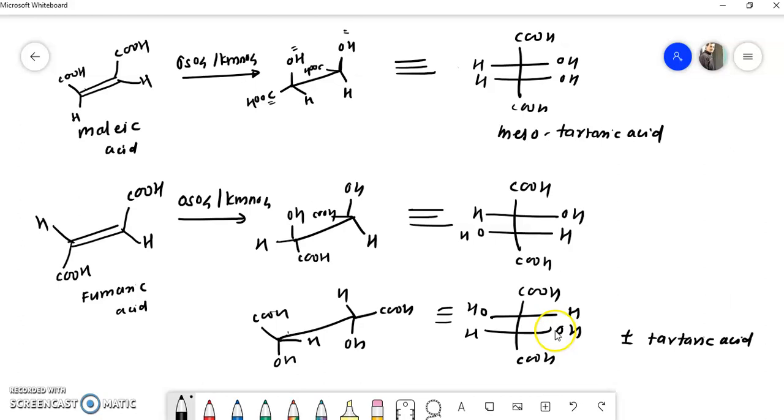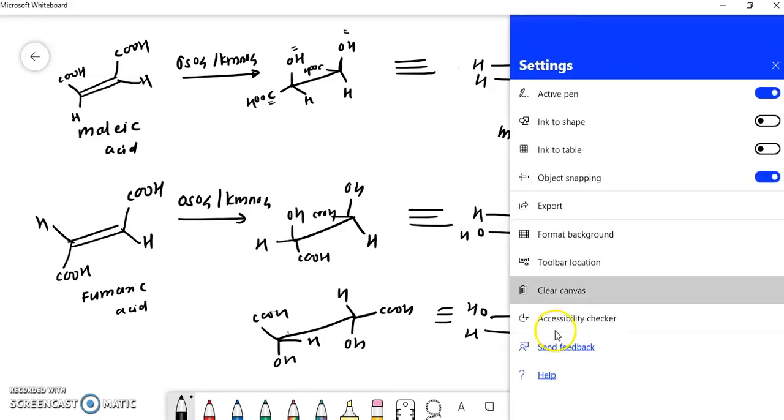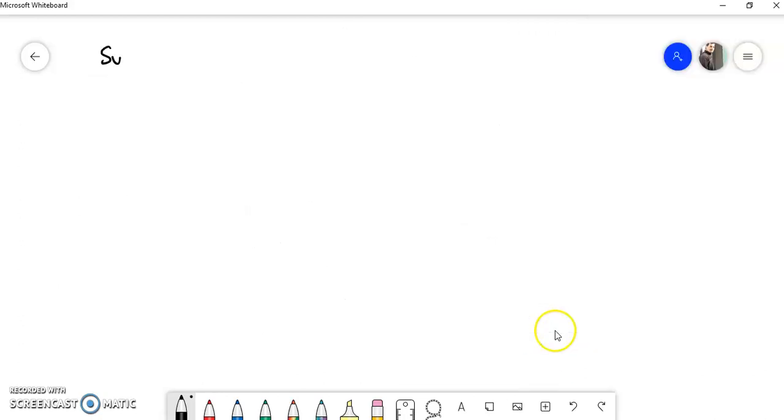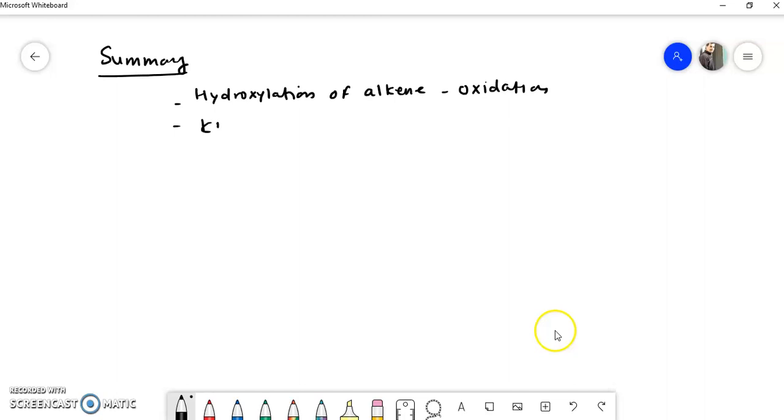So these are the two examples by which we can explain the hydroxylation reaction of alkenes. In summary, what we have seen today is the hydroxylation of alkenes, which we also call an oxidation reaction. This hydroxylation of alkene is carried out using two reagents known as KMnO4 and osmium tetroxide. KMnO4 is very strong, osmium tetroxide is mild, therefore generally osmium tetroxide is used.